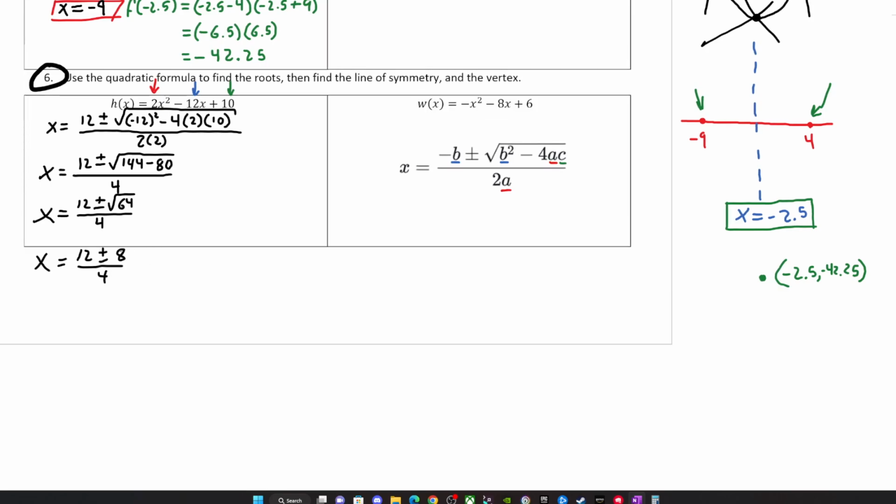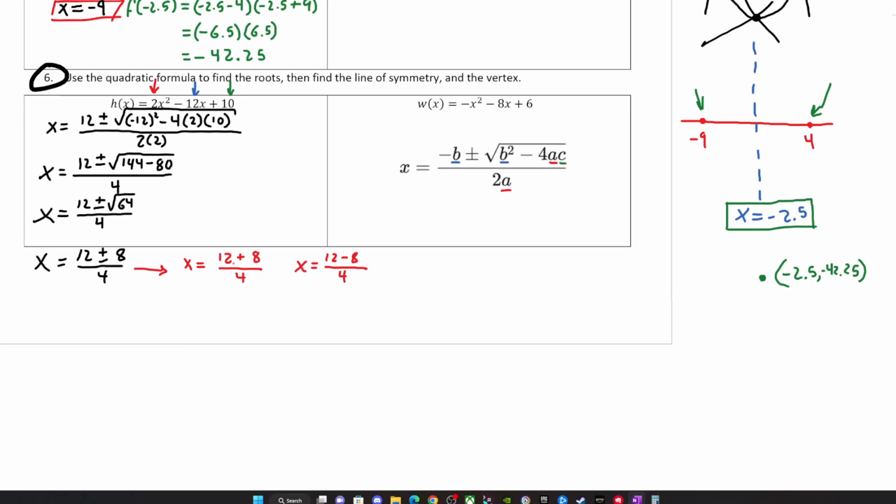Once I've simplified the whole right side over here, I can make this into two separate functions. The first function will be x equals 12, and instead of writing plus or minus, I'll just write the plus, then the 8, and then the 4 on the bottom. That'll be the first thing. The second thing, it'll be x equals 12. Now, because I already wrote the plus, in this one I'm going to write the minus, and the 8, and all of that divided by 4.